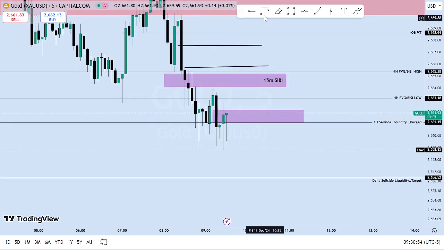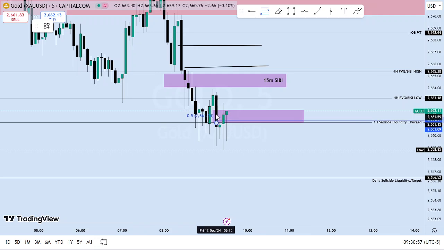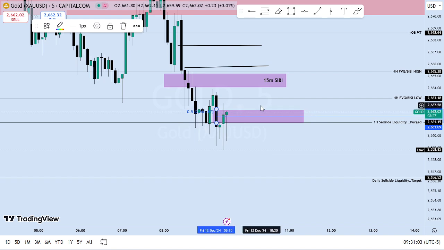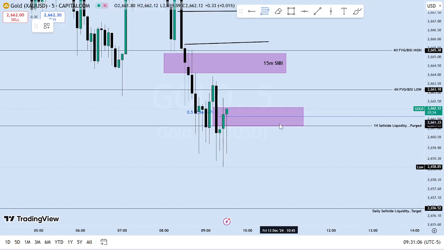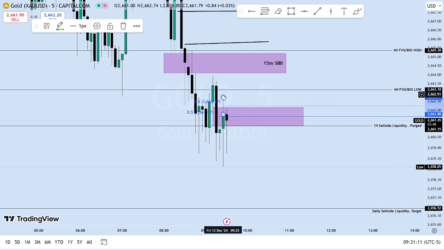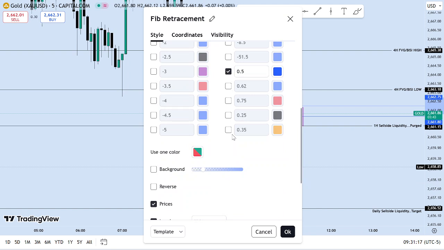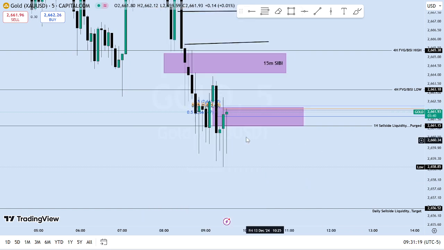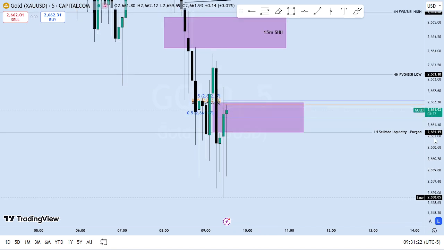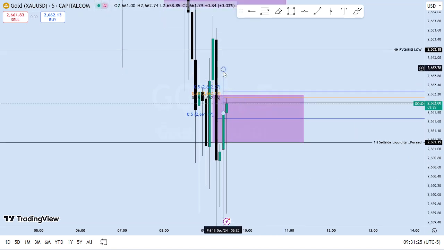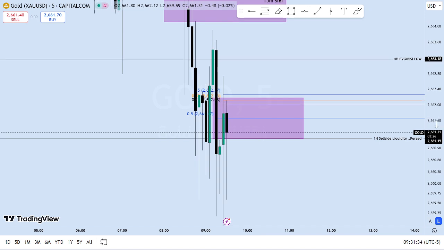You can see where the price, the body and color, are at a consequent encroachment. That's the half of the week. We had a 20 and 25% level of the week. That's the 35% level where price delivered to.